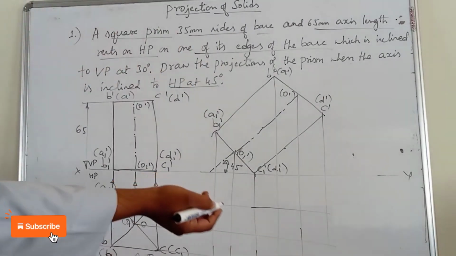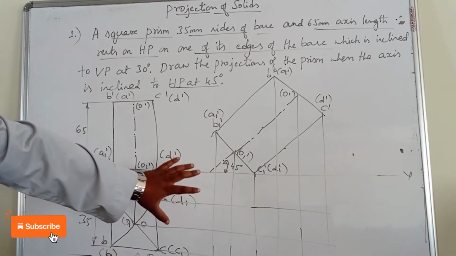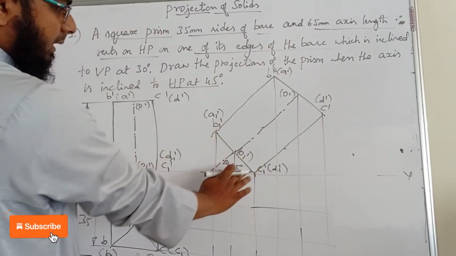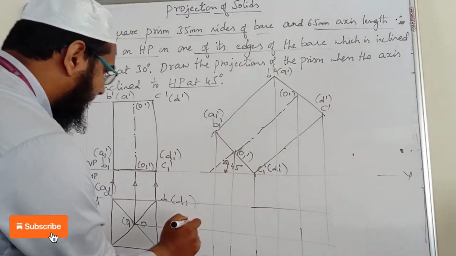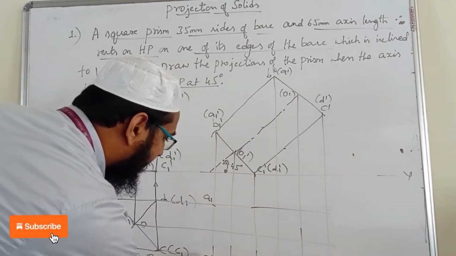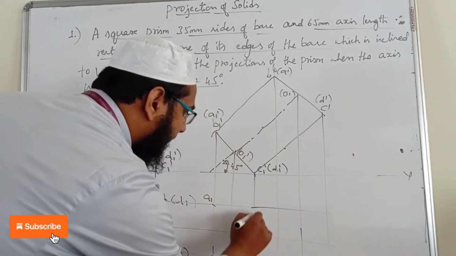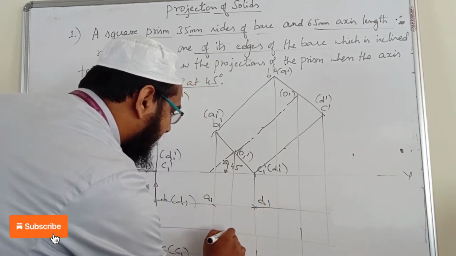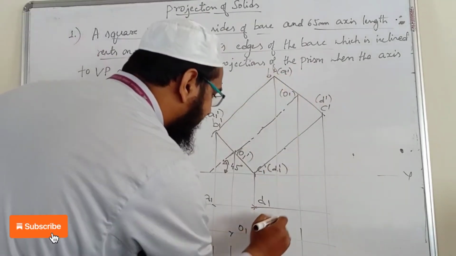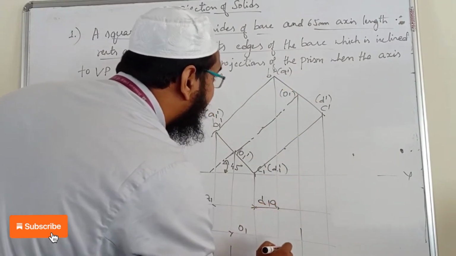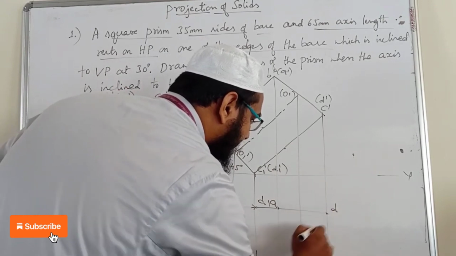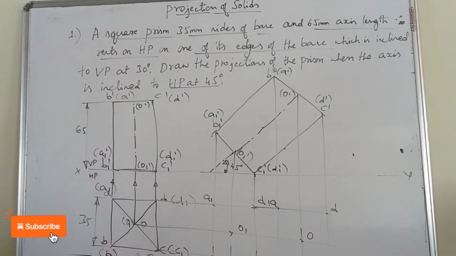For writing the notations, you have to consider either the top face first or the bottom face. First I am considering the bottom face here. You can see that they are merging. This is A1, this is B1, this is C1, this is D1, and this will be O1. Similarly for the top face also we can write. So this is A, this is B, this is C, this is D, and this is O. Okay, so you have done the namings.